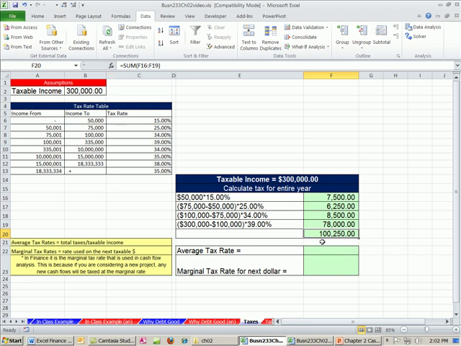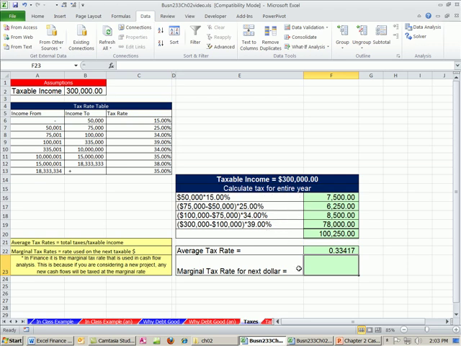This is part of the whole, part of the total. So to calculate a percentage, you say the part divided by the total. So our average tax rate is 0.33417.